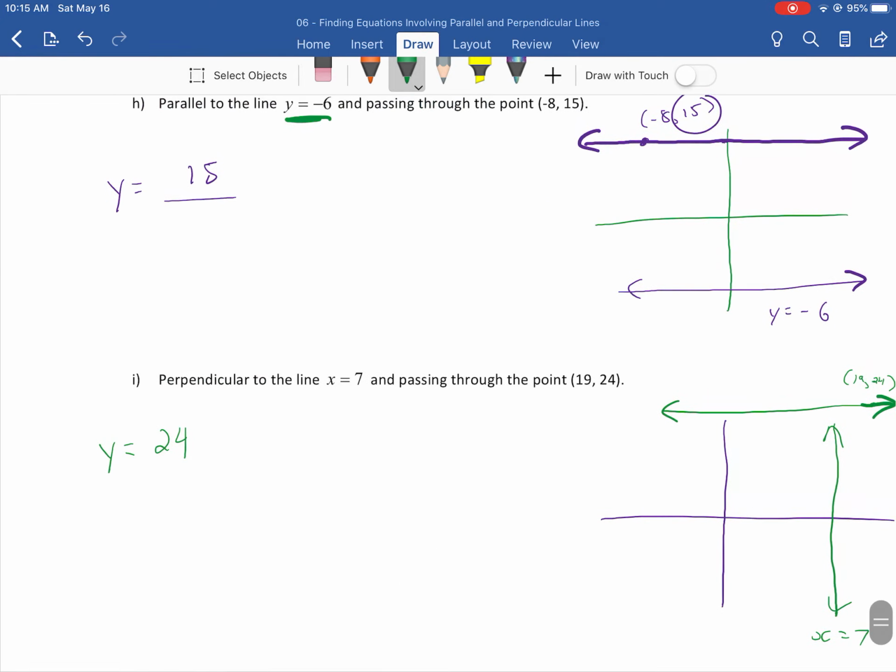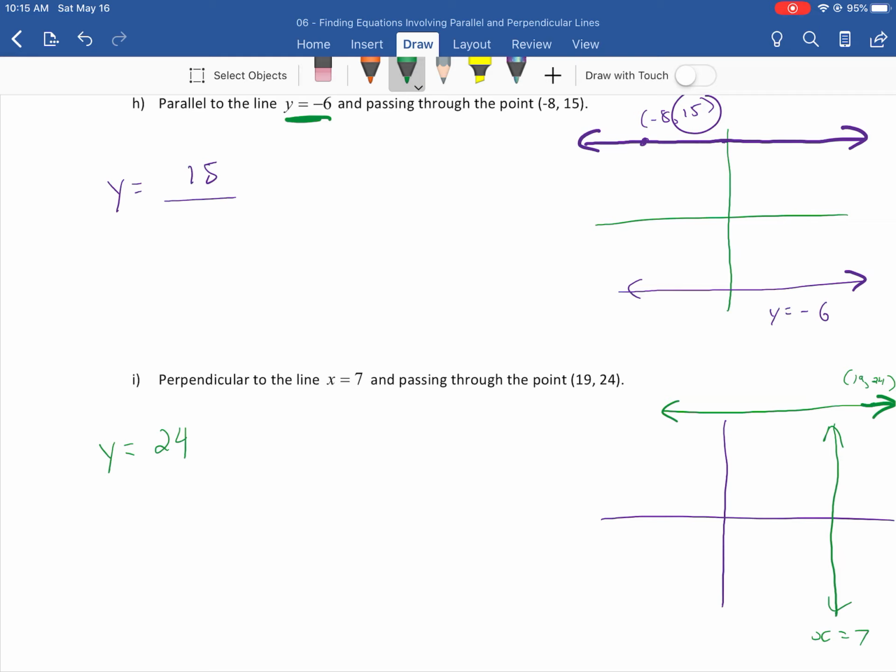Boy, I'm not trying to pretend those are easy. Those take a lot of thinking to get through them. But start with this kind of thinking. Start and go, what am I dealing with? Am I dealing with horizontal or vertical? And then once you've decided what you're doing with horizontal or vertical, decide what they're asking for.